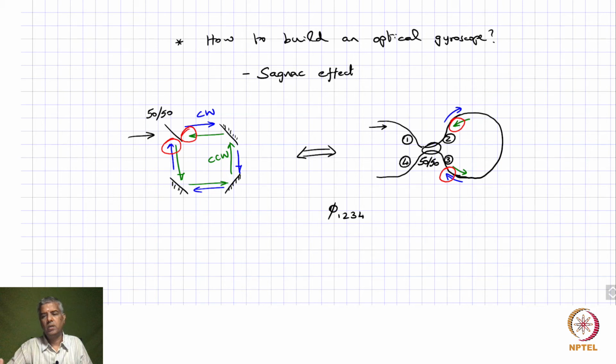Okay, so it's starting from here, it's going to port 2, it's going through the loop, coming to port 3, and then finally it's exiting in port 4. Okay, so let's look at this phase.